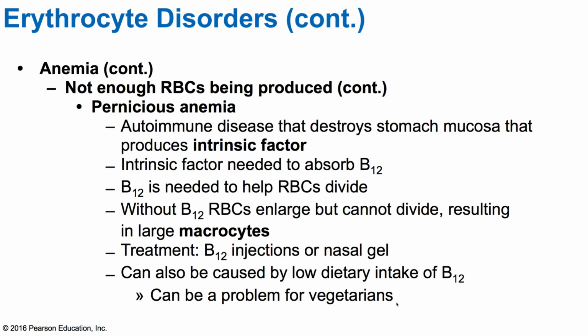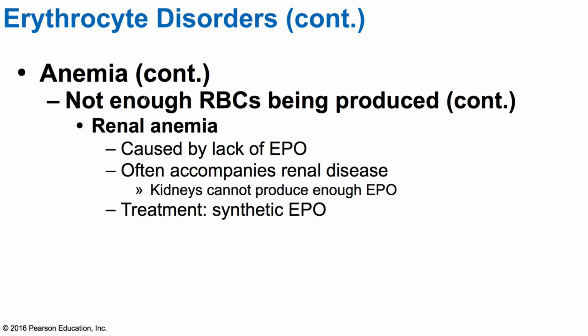Now they have vitamin B12s available in a pill form that you can take to prevent this type of anemia from developing. Another cause for there not being enough red blood cells being produced could be due to renal anemia. And this is caused by a lack of erythropoietin that's being produced. Now, when you look at this term, renal means kidney. So this is usually accompanied by some type of kidney disease where the kidneys are not able to produce enough erythropoietin. So how is this treated? The patient usually gets synthetic erythropoietin administered.